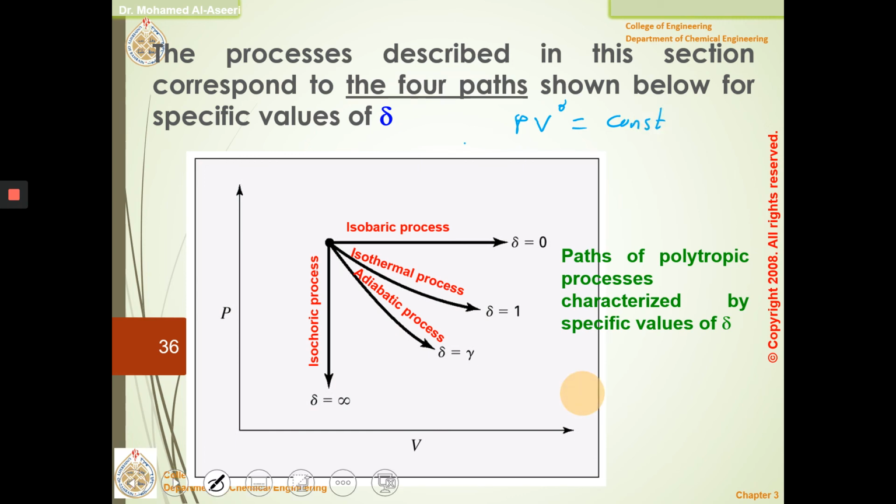if my delta is equal to 0, what does it mean? It means PV to the power 0 equals constant. True? Anything to the power 0 is 1. It means P is equal to constant.